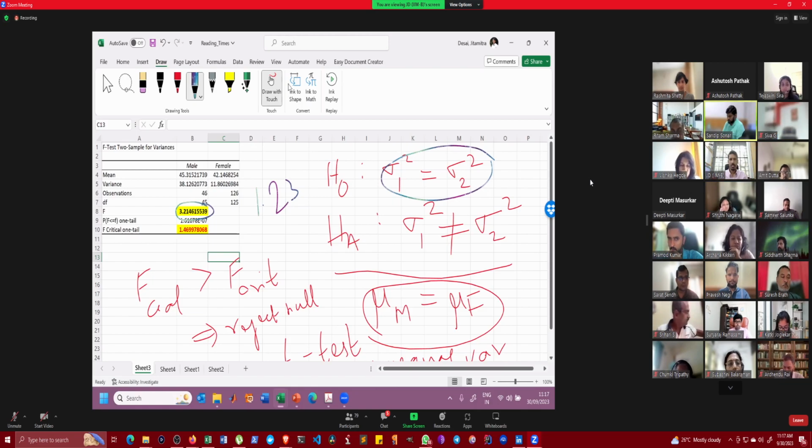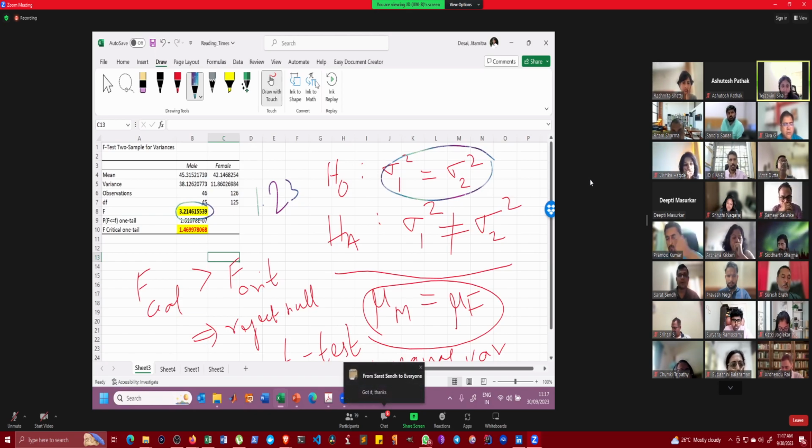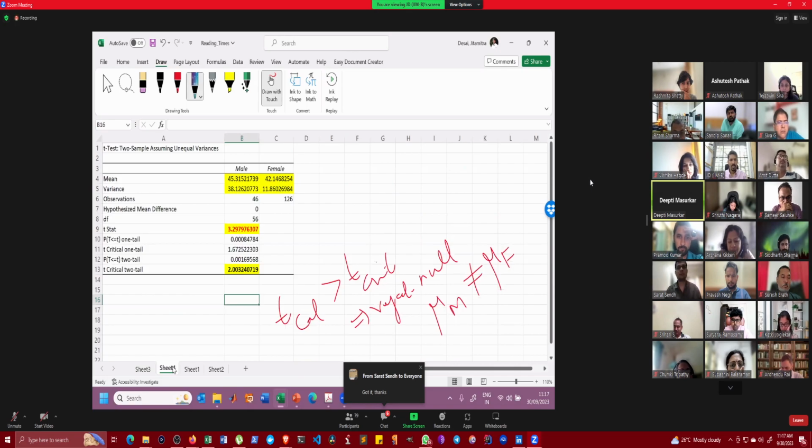In the output of the t-test, what is the DF? In the F-test, it's the degrees of freedom, I believe it's n minus 1. In the t-test, how is it 56? So what we're trying to say is, even if there is a variance difference, there are chances that our means might still be equal.